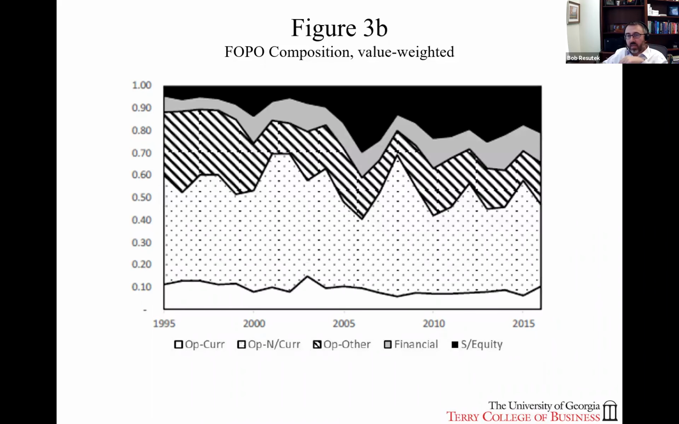On a value weighted basis, it's slightly different. What we see here is that non-operating non-current accruals represent maybe the largest percentage. That's a different picture than what we see on the equal weighted basis. So how do we reconcile these items? Well, every year, some large firms report large write-downs.